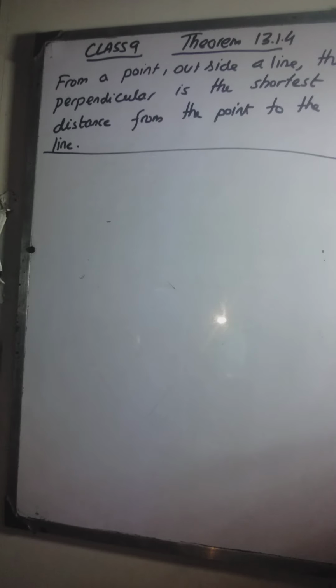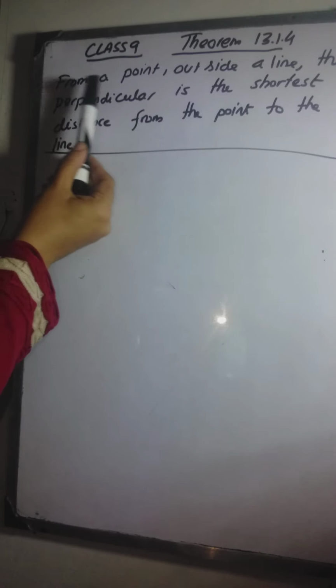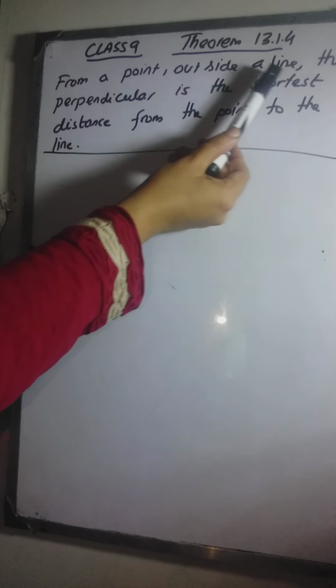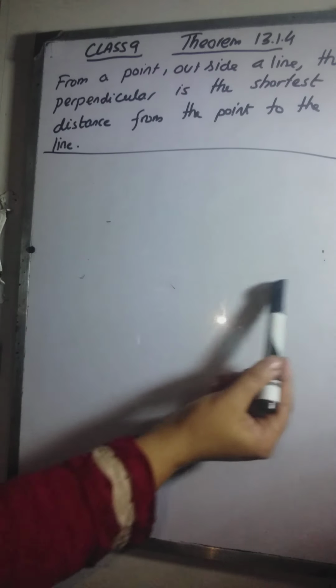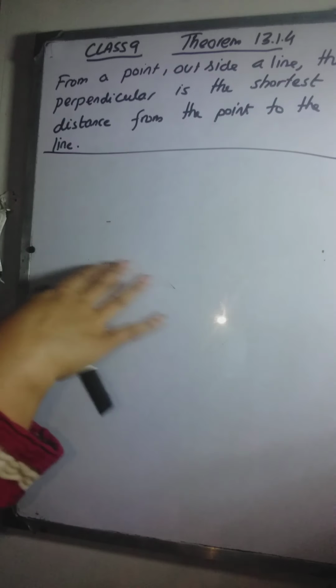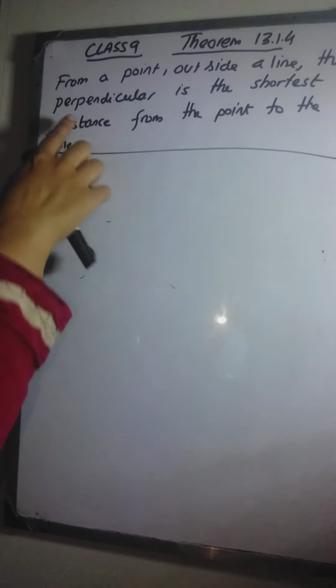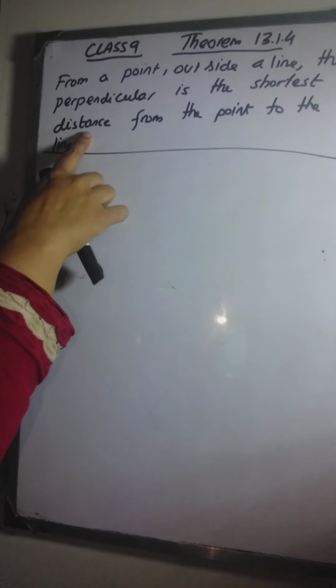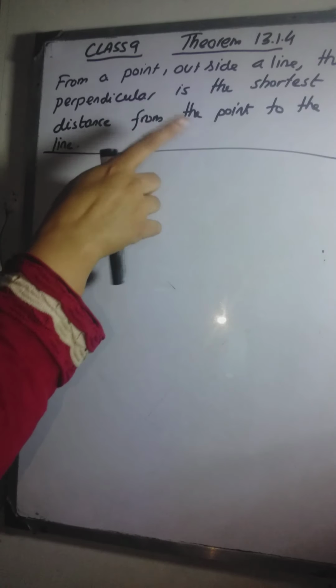Today's theorem is theorem 13.1.4. The statement of the theorem is that from a point outside a line, you have a line and a point which is outside this line, which means that this point won't lie on the line. The perpendicular is the shortest distance from the point to the line.